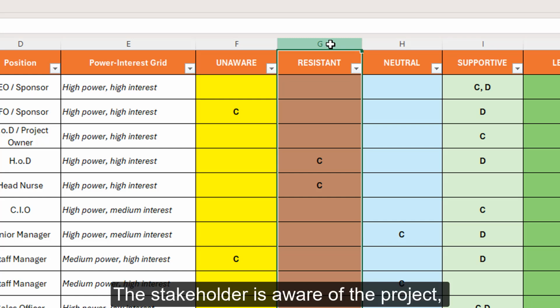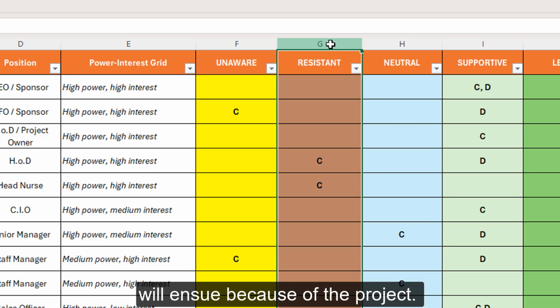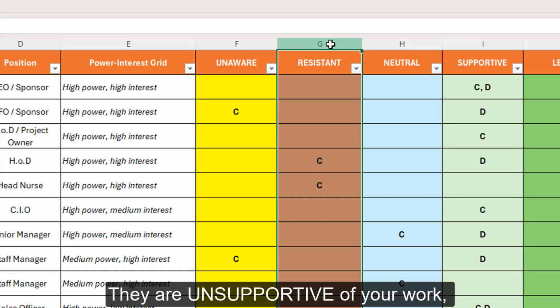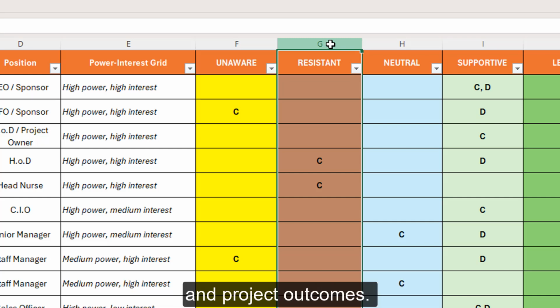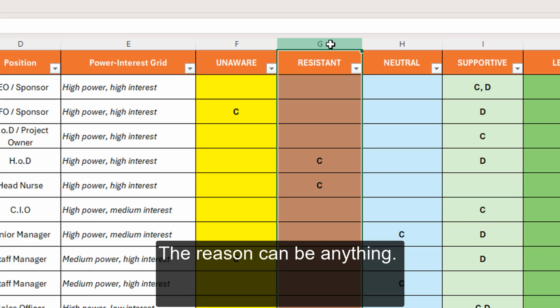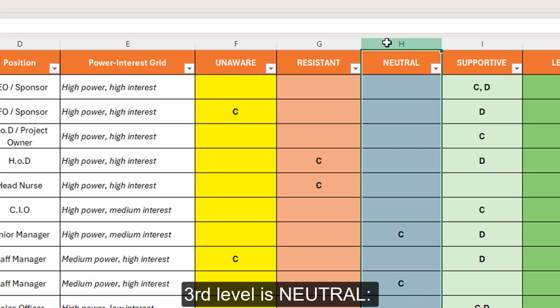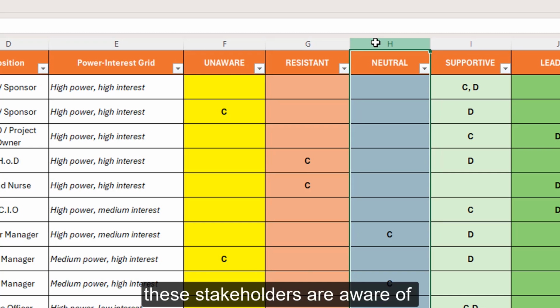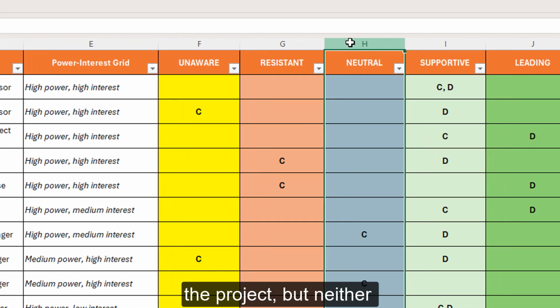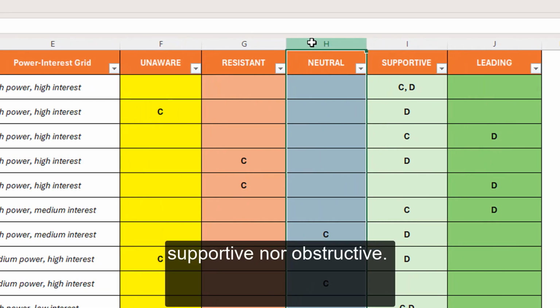The stakeholder is aware of the project, but they are resistant to the changes that will ensue because of the project. They are unsupportive of your work and the project outcomes. The reason can be anything. The third level is neutral. These stakeholders are aware of the project but neither supportive nor obstructive.